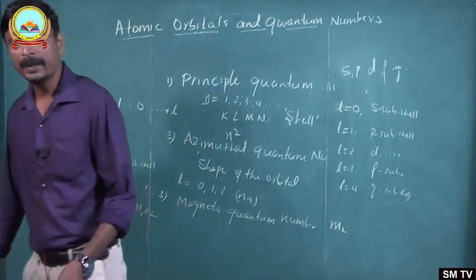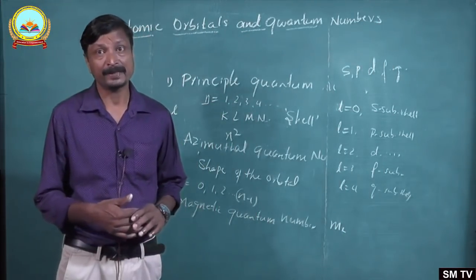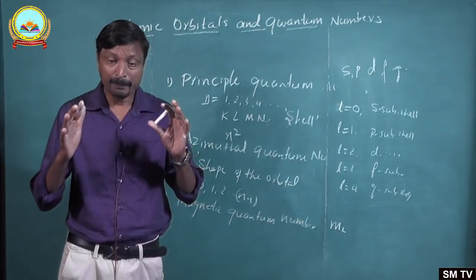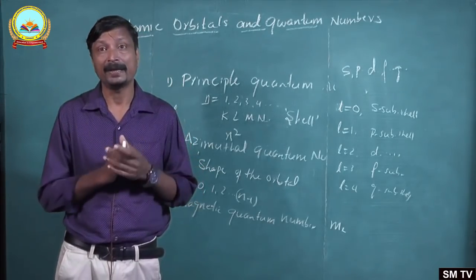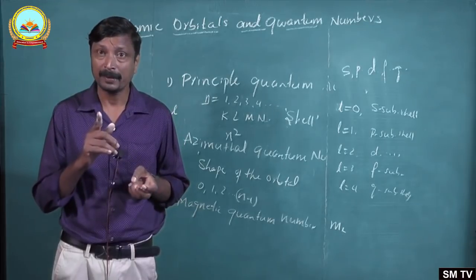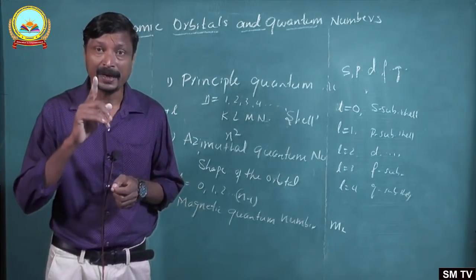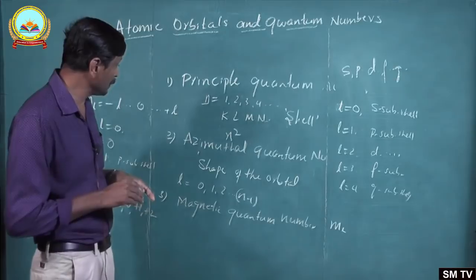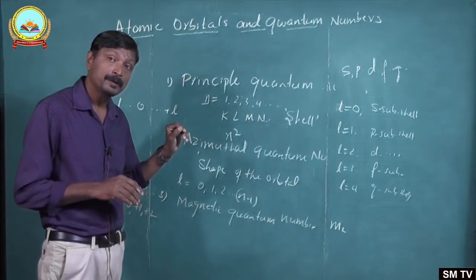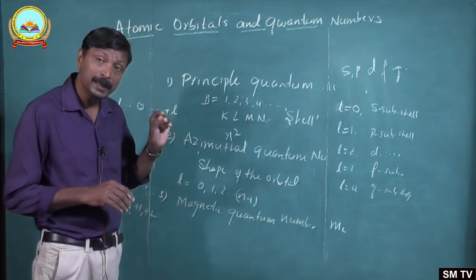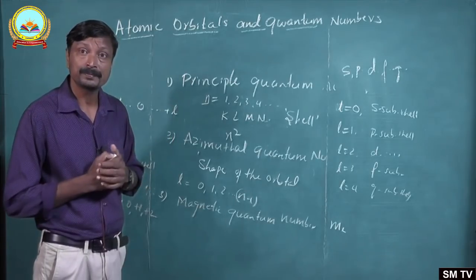The first quantum number, the principal quantum number, explains the shape, size and energy. The principal quantum number explains the size and energy. The azimuthal quantum number defines the subshell in which the electron is present.